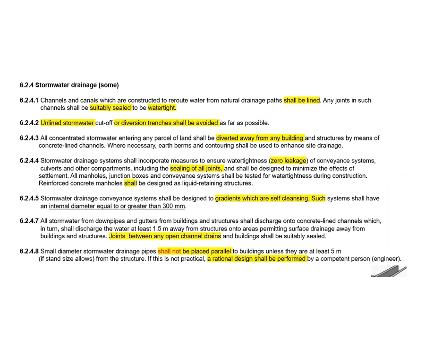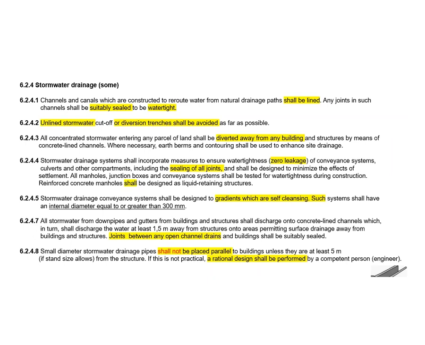So guys, just follow the instructions of whoever is the competent person. There may be very specific requirements as to how they want those drainage systems sealed or closed or lined. Okay, so stormwater drainage conveyance systems shall be designed, and I just want to stress this, to gradients which are self-cleansing. Such a system shall have an internal diameter equal to or greater than 300 millimeters. I think the reason for self-cleansing is that I don't want a lot of maintenance happening around these stormwater drainage systems.